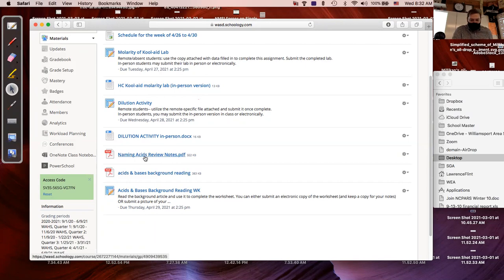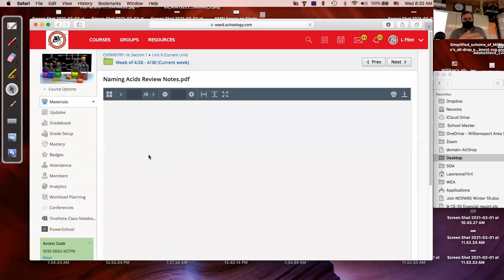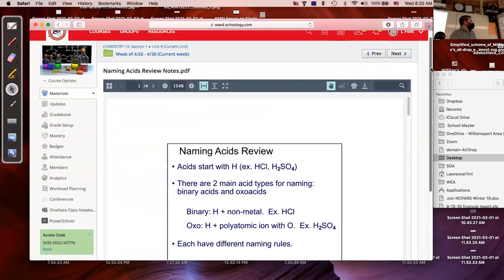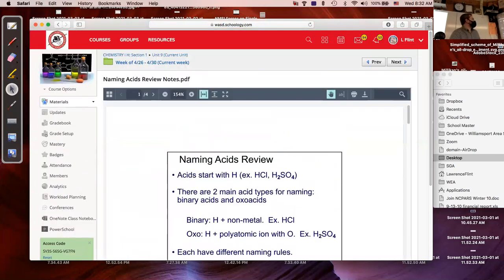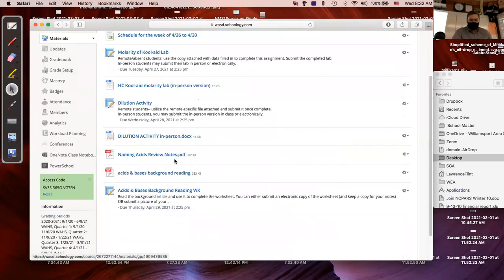This thing says naming acids review notes. This is a review of how to name acids. I just want to go over this briefly so that we're all back on the same page. You remember how to name acids, because there are three major kinds of acids that you need to know how to name. The naming acids review notes are available for you to see, and it's mostly the same stuff we went over. We spent almost a whole week on naming acids. It was back in January, when we were remote. It was like January 7th or something like that. I think that's right? I don't even remember. I have no idea when we were remote. It's been a crazy year.